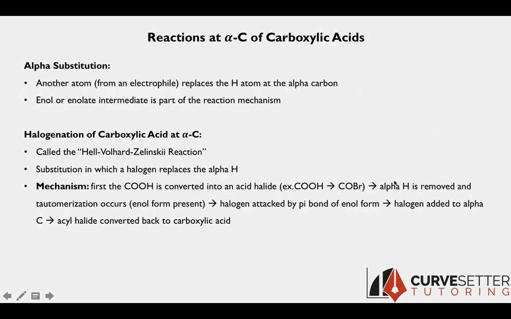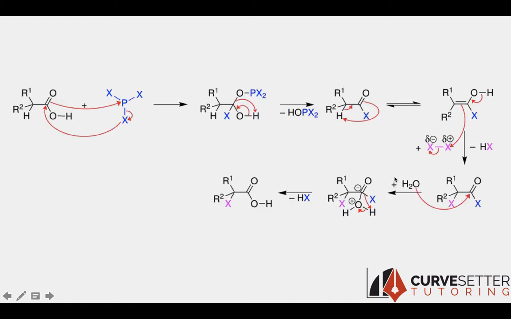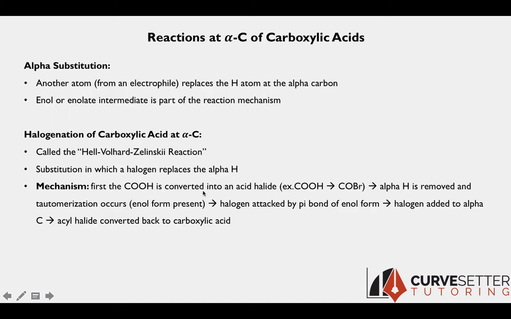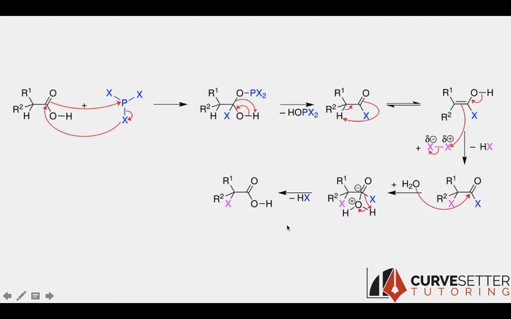After that, an alpha hydrogen is removed and tautomerization occurs. So you see here this alpha hydrogen on the alpha carbon is removed, and we have tautomerization. So here going from the keto to the enol form. And then the halogen is going to be attacked by the pi bond of the enol form. And finally, the halogen is going to be added to the alpha carbon. And the acid halide, also called an acyl halide, is converted back into a carboxylic acid. So what we have here is an acid halide, acyl halide. We convert that back to a carboxylic acid in the last step.